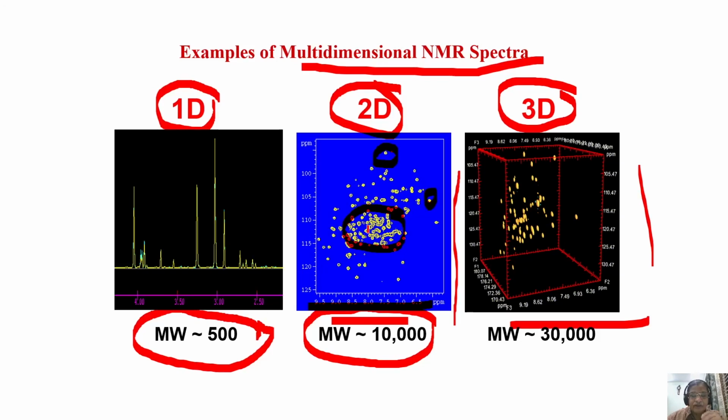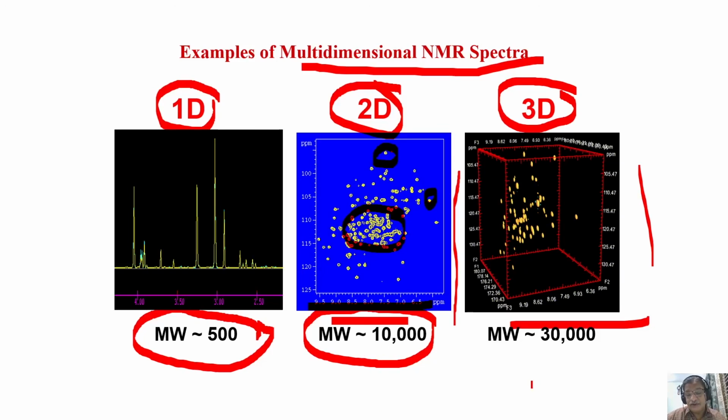We can still get better resolution up to a molecular weight of 10,000. You can still manage 10,000 Dalton. We can work with 2D spectra. Still, that is enough to give you the information. You can get complete information from 2D.